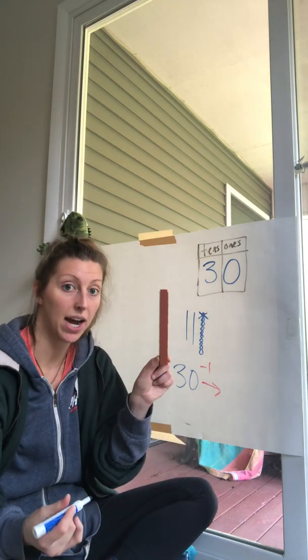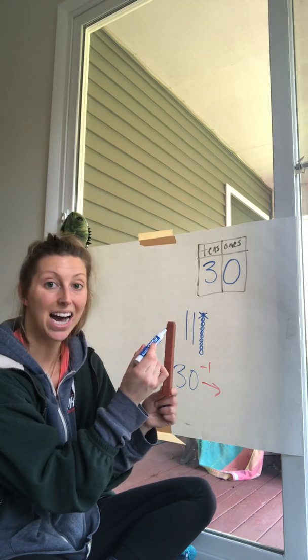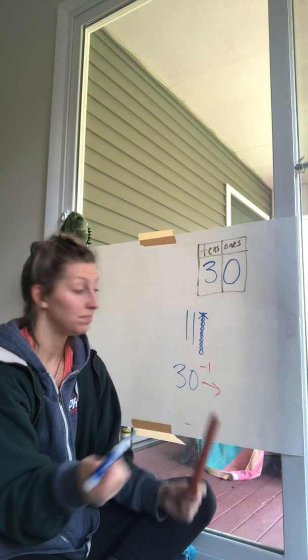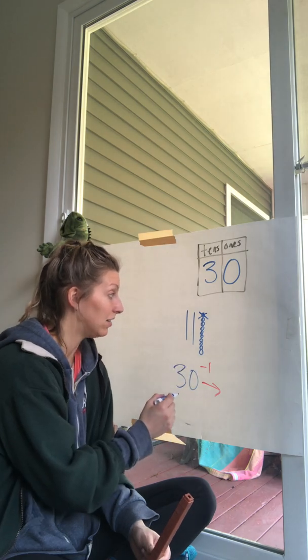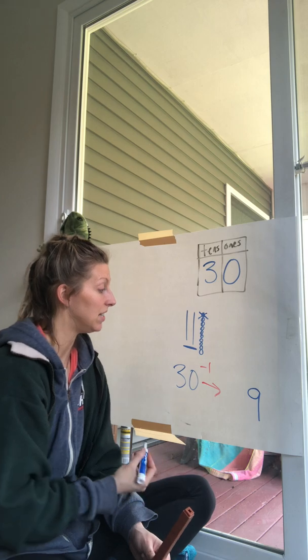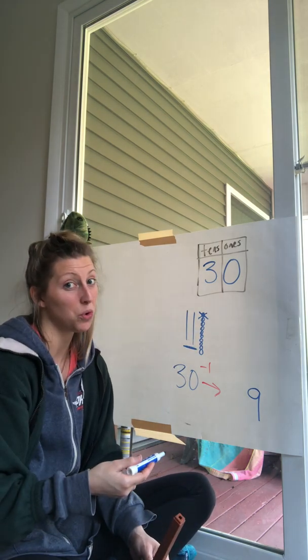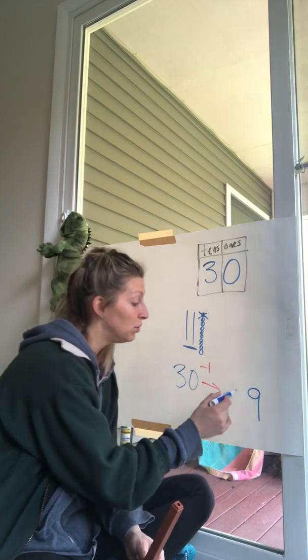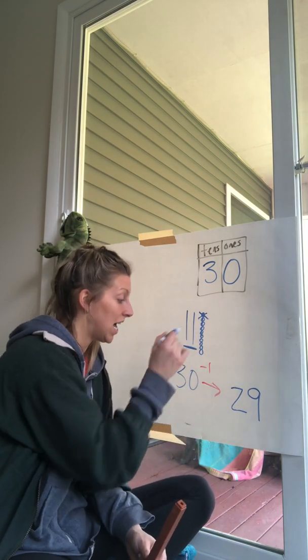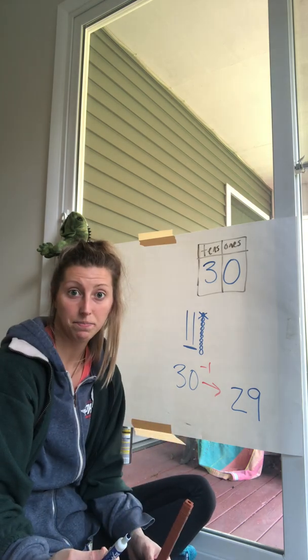away, how many do I have left? 1, 2, 3, 4, 5, 6, 7, 8, 9. So I have 9 1s. And how many 10s do I have? Because you don't have 3 full ones anymore. You have 2 10s and 9 1s. Okay? So that 30 went down to 29.